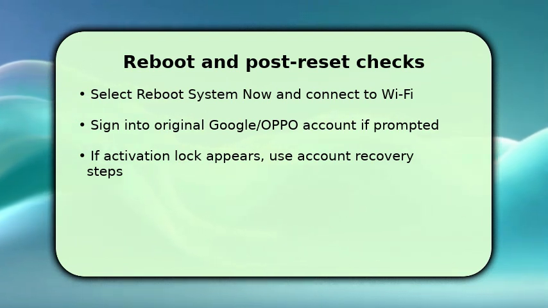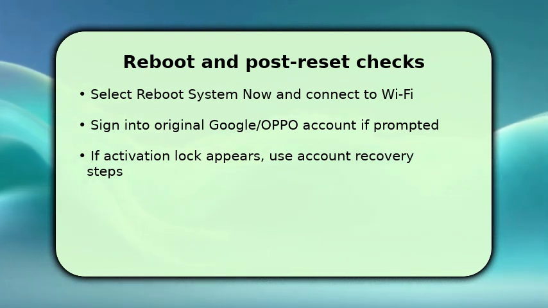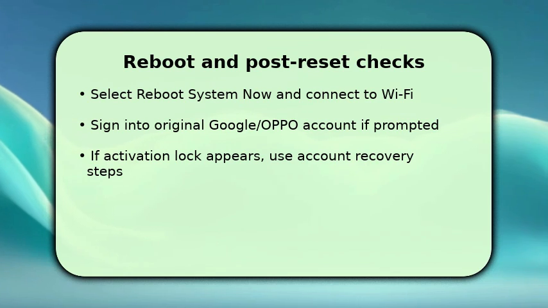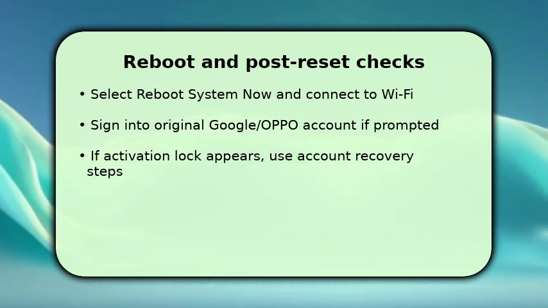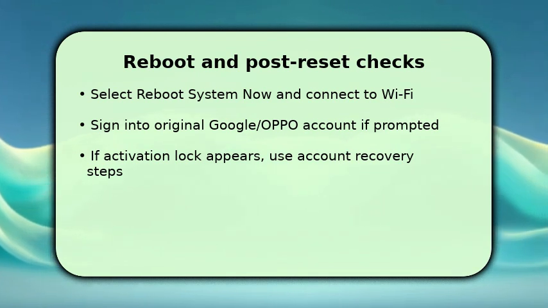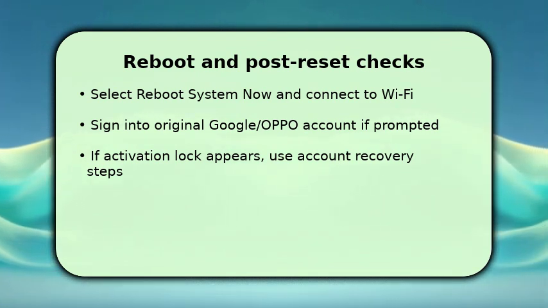If the device asks for the original Google or Oppo account, enter credentials. This protects the phone from unauthorized resets. If you encounter an activation lock, use account recovery or the registered email to regain access. If that fails, contact Oppo support with proof of purchase for further help.